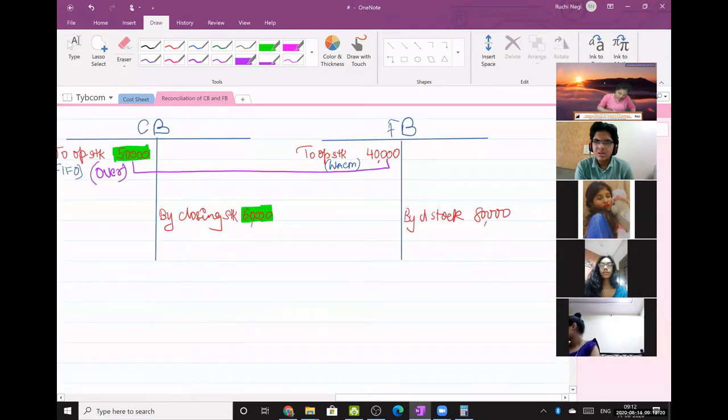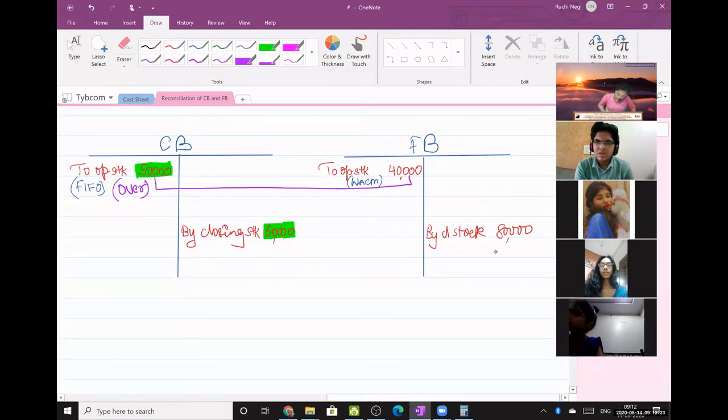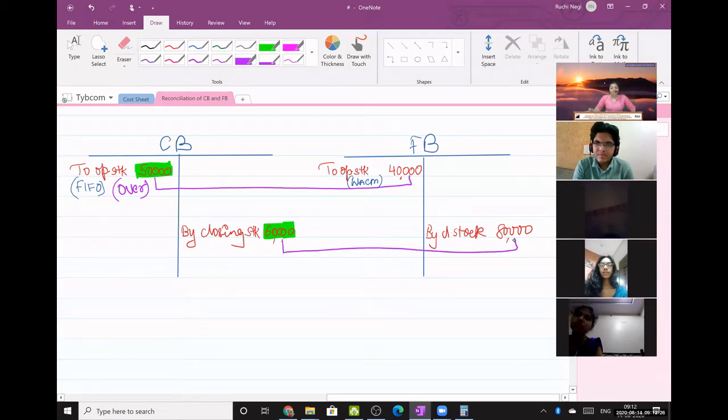Okay, so tell me, this example is example of what? Undervaluation or overvaluation? Write in the chat box. Closing stock undervalue हुआ है कि overvalue हुआ है? Anya, undervaluation. Okay, anyone? Ruchi, undervaluation. Okay. Chanchal, undervaluation. Samitha, undervaluation. Asmita, undervaluation. Okay. Yeah, great. Yeah, that's the right answer, students. This is example of undervaluation.